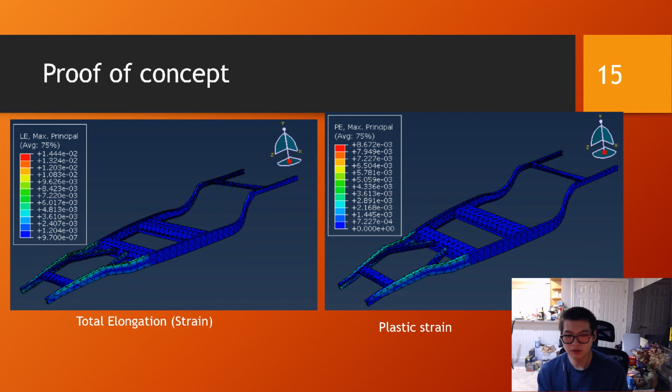And then we can see from the contour for the plastic strain, that is the non-linear behavior of the material. There are contours to be seen on the front of the chassis. So I conclude this model to be valid, but the loading for the real-life simulation is too small to show the actual scenario.